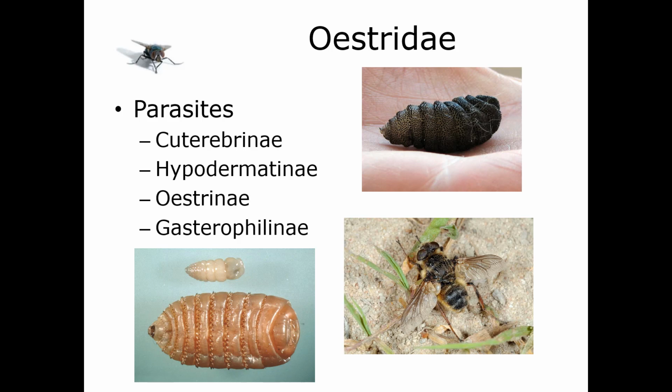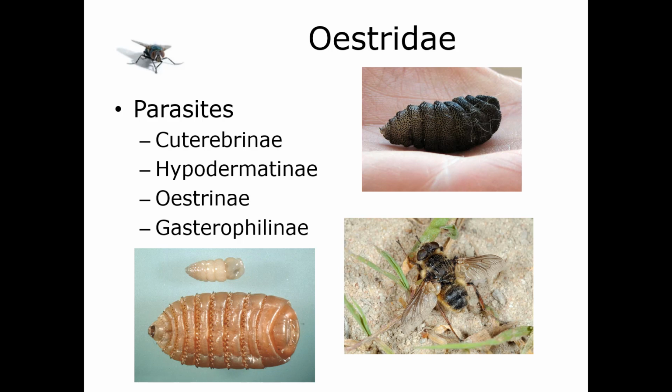So they will lay their eggs, say, on the ankle of a cow, and then they'll dig into the flesh and then migrate their way to the back, and that can be extremely painful. So it's not a static place where they're going to stay, and they can cause a lot of pain.